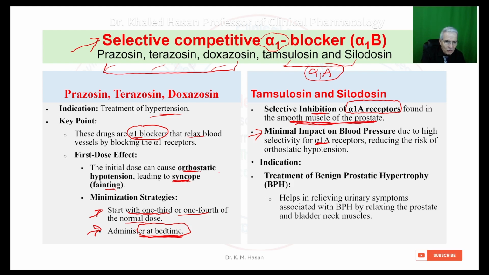So if you block this smooth muscle, this will be ideal for the treatment of benign prostatic hyperplasia, and this will help relieve the urinary symptoms associated with benign prostatic hyperplasia, relaxing the prostate and bladder neck muscles. So now we can ask the question: which of the following medications belong to the alpha blockers used for treatment of benign prostatic hyperplasia? Here we are talking about tamsulosin and Silodosin.